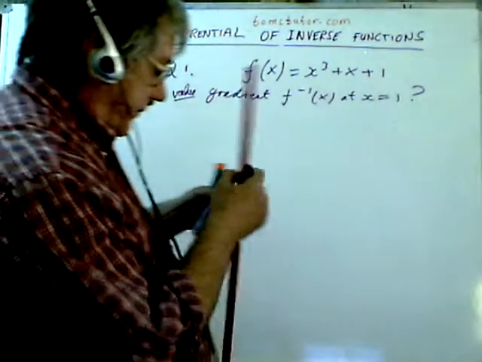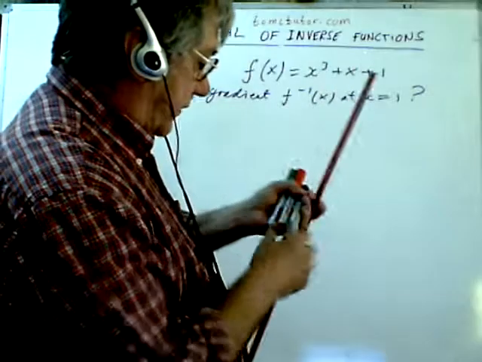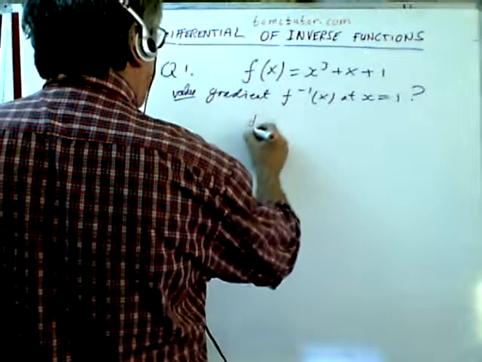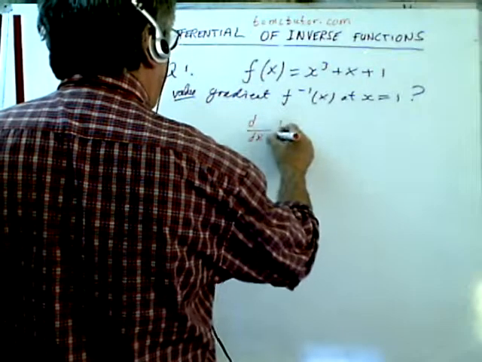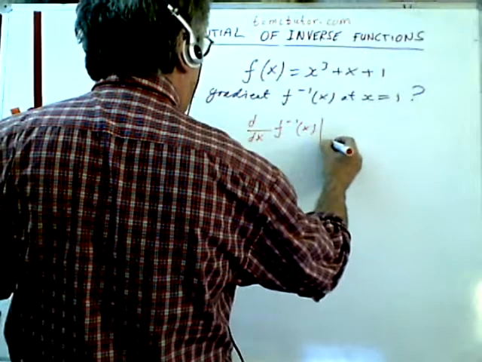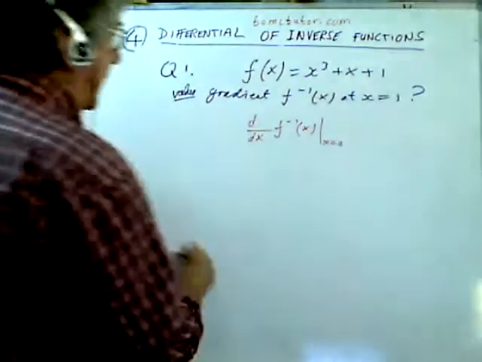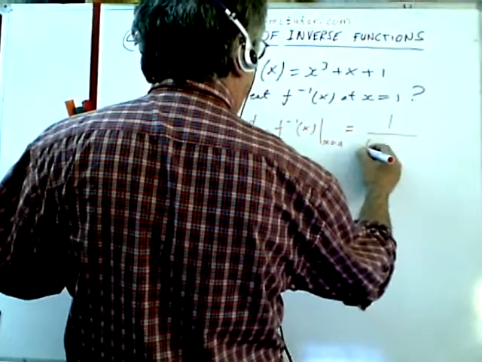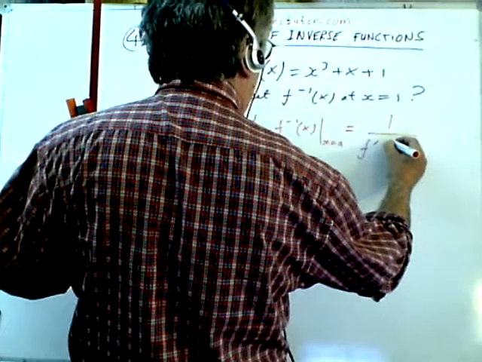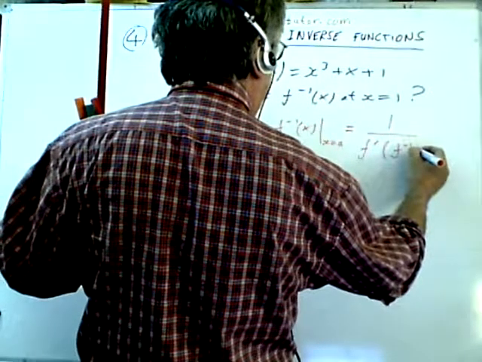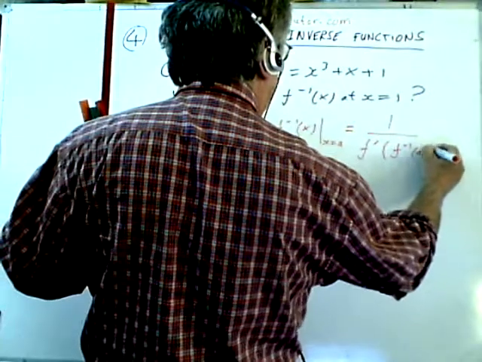So there's a formula we use here. I'm not going to give any proof or anything, I'm just going to state it. And the formula is that the derivative of the inverse function at a particular point, x is equal to a, is given by 1 over the derivative of the function at the inverse value of a.